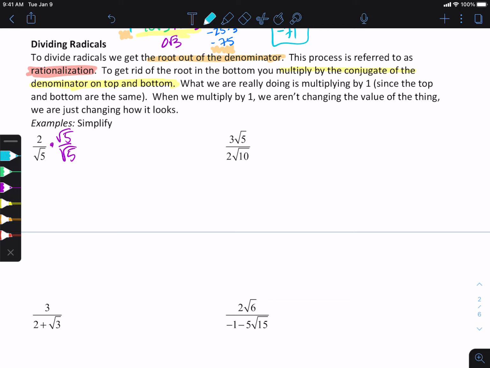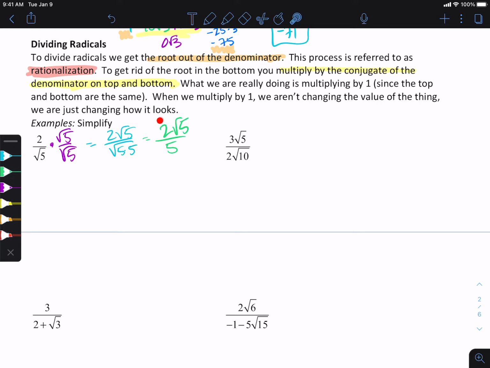So here, when we multiply, again, remember this is just 1. So I'm doing this thing times 1, which will be this thing. We're not changing the value, we're just changing how it looks. On top, we multiply straight across. Remember, to multiply fractions, you do top times top over bottom times bottom. So this gives us 2 root 5 over the square root of 5 times 5. Now remember, root 5 times root 5 is just 5. This is the reason we multiply by the radical on the bottom, so that we undo the radical. So then we end up with 2 root 5 over 5.